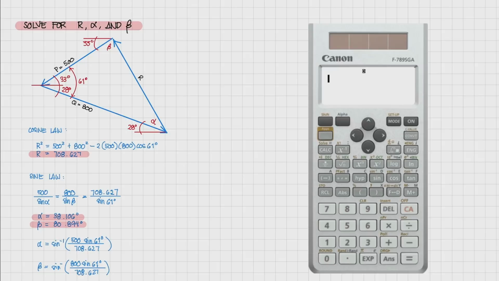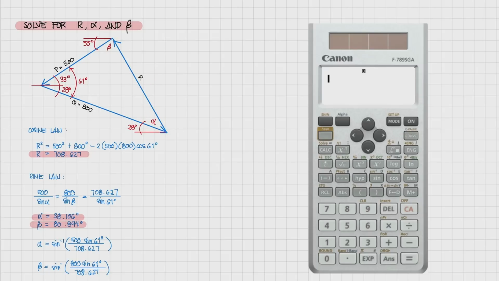So, from the problem, what was given is itong dalawang side, which is 500 and 800, and then yung direction niya, which is 33 degrees from the horizontal, and this one is 28 degrees from the horizontal. So, from those given, we can compute the angle between those two sides. So, yun yung meron tayo initially. And we are asked to compute for the R and the angles alpha and beta.